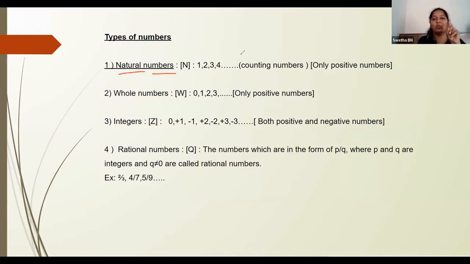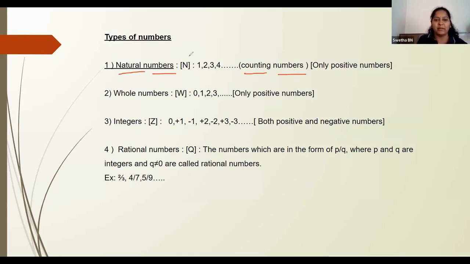Not from 0. We start from 1, right? When we count, we say 1, 2, 3. We don't say 0, 1, 2, right? So these numbers are also called counting numbers. Counting numbers are called natural numbers.